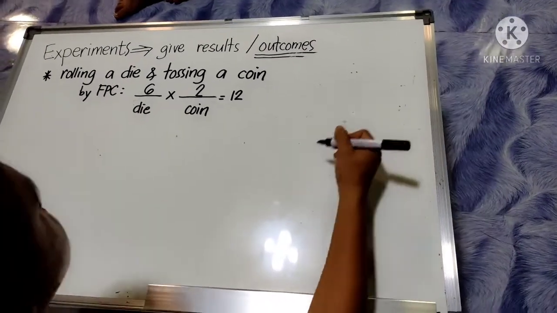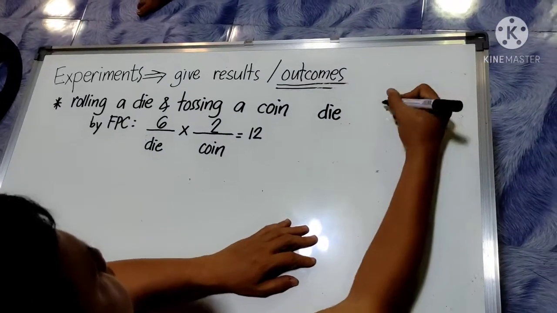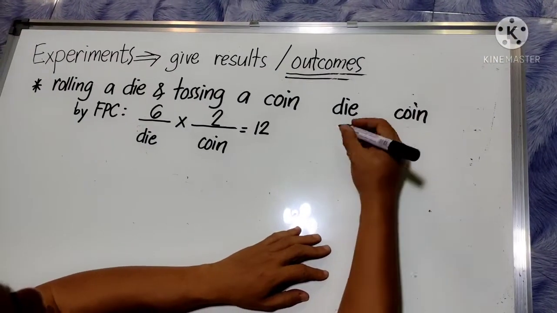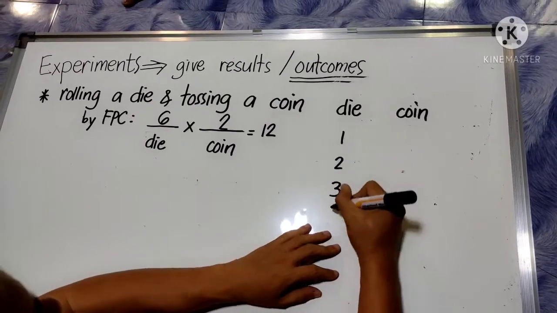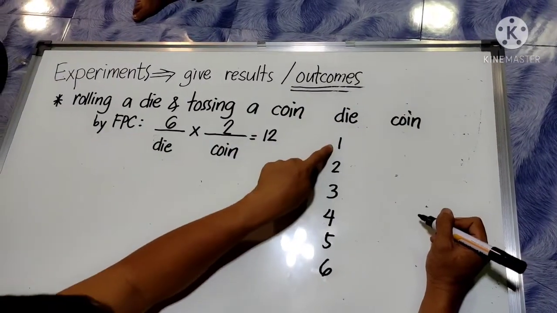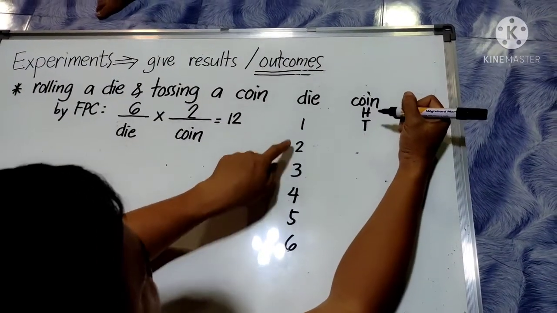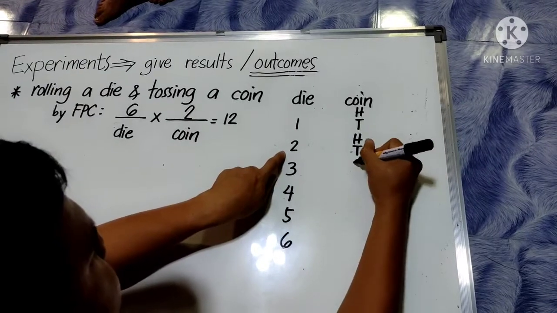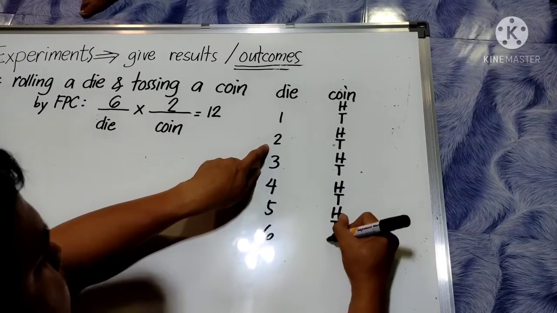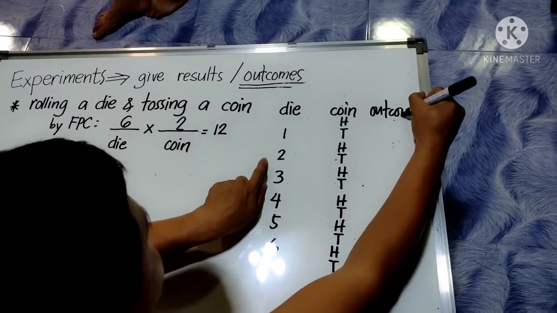Okay. Now, let us use a tree diagram to show the outcomes. You have die. Then you have coin. So, what are the possible outcomes when you roll a die? You have 1, 2, 3, 4, 5, and 6. When the die shows up 1, it could be that the coin will show up a head or a tail. If it's 2, head or tail. So on and so forth. HT and HT.